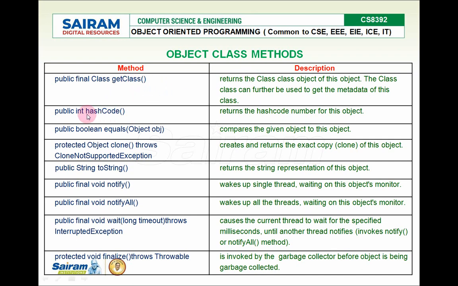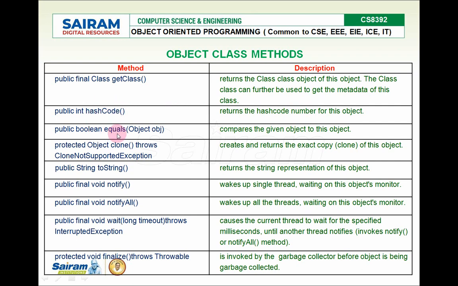Next is hashCode. So the return type is integer. We know that it's returning some number, which is nothing but the hash code number of this object. This object means the object which is calling this method, right? That is what hashCode is.